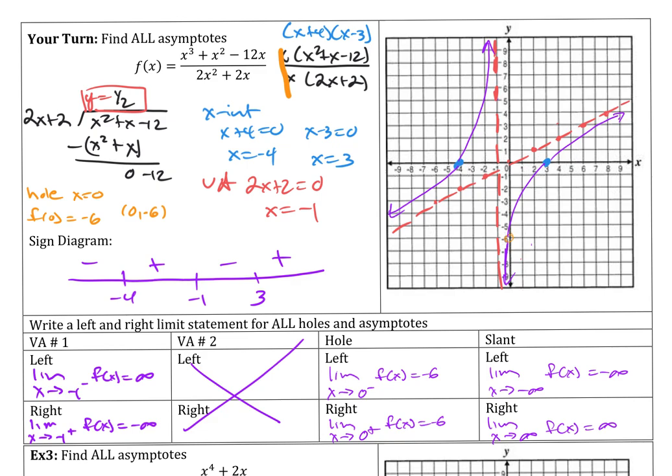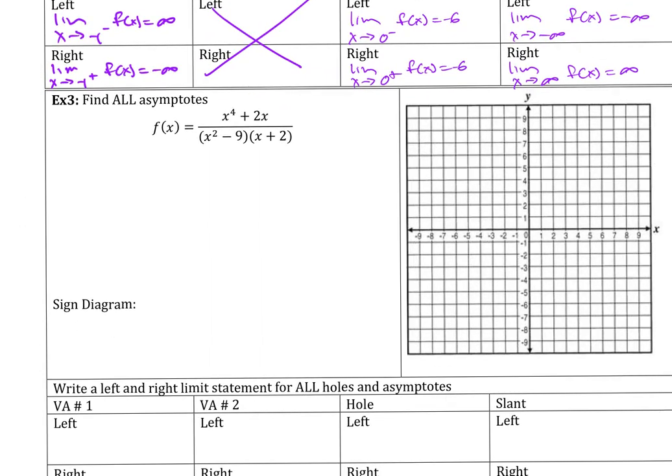All right, that's going to do it for our notes. We do have one more question, but we're going to wait and talk about that in class on Monday because this one's going to have 2 vertical asymptotes. We'll make sure that we can talk about that together.